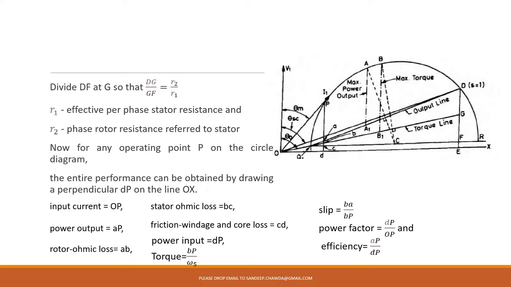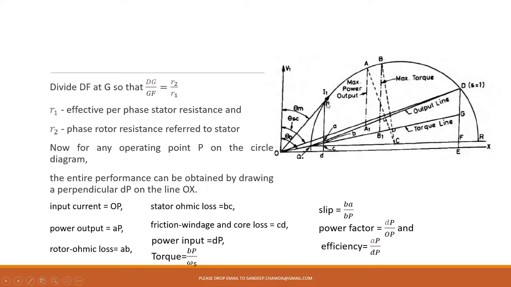Now you can consider any operating point. It could lie on the circle somewhere. Suppose this is the operating point P. So once you are having the operating point P, you need to take a perpendicular. Once the perpendicular is drawn, you are in a position to find out all the other operating parameters.